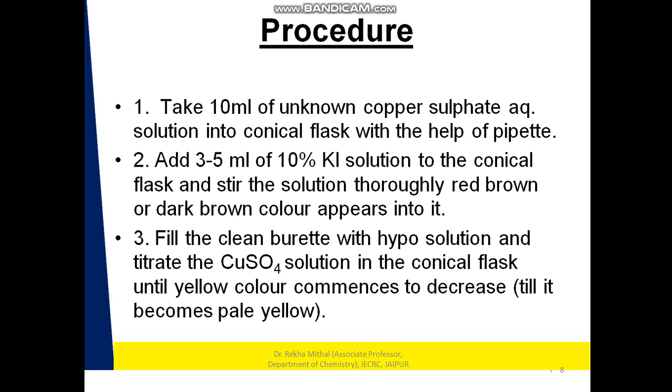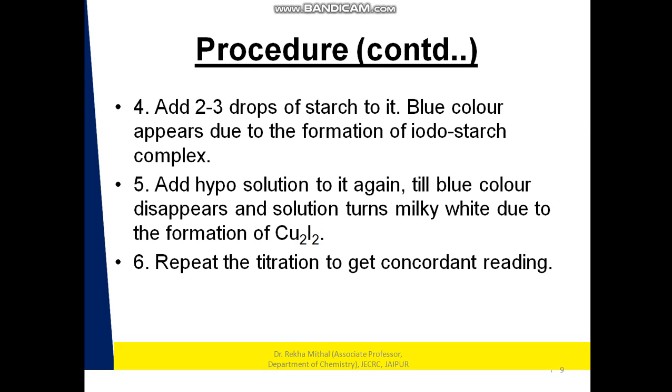and stir the solution thoroughly so that a red brown or dark brown color appears in it. Now fill the clean burette with hypo solution and titrate the copper sulfate solution in the conical flask until the yellow color commences to decrease, meaning the dark color changes to pale yellow. Then add 2 to 3 drops of starch to it, as the color becomes light yellow.